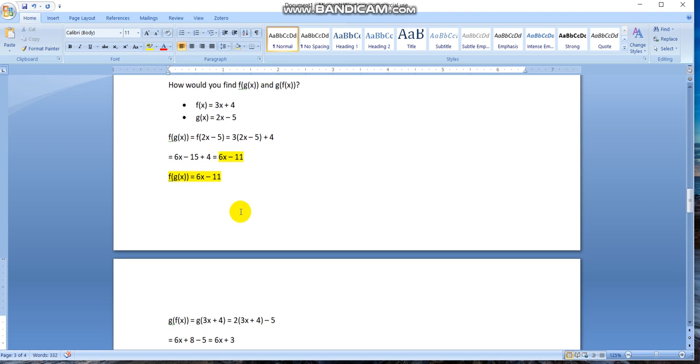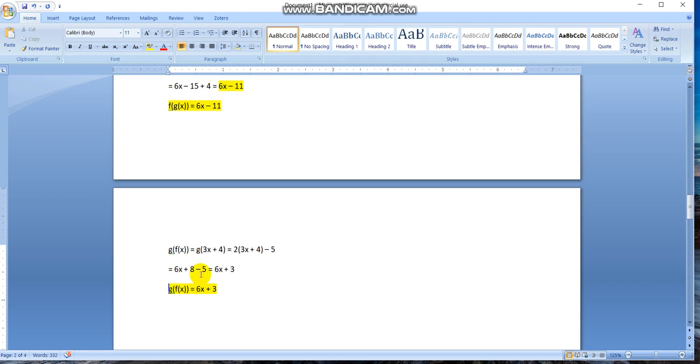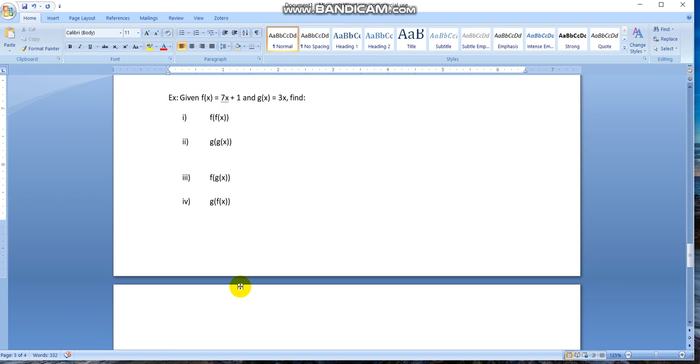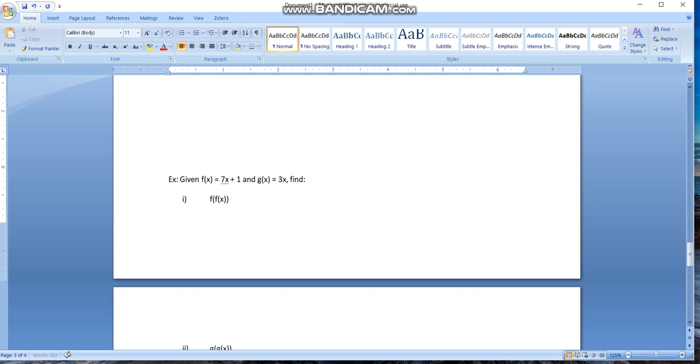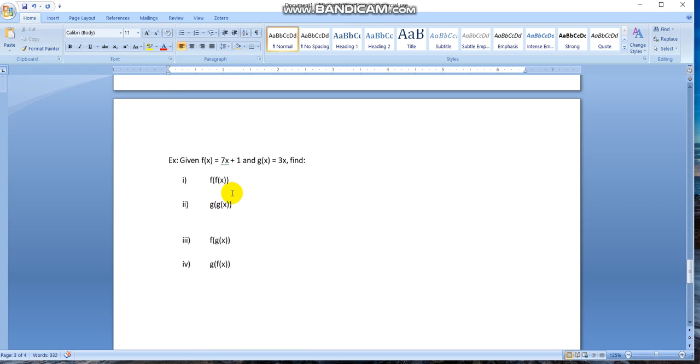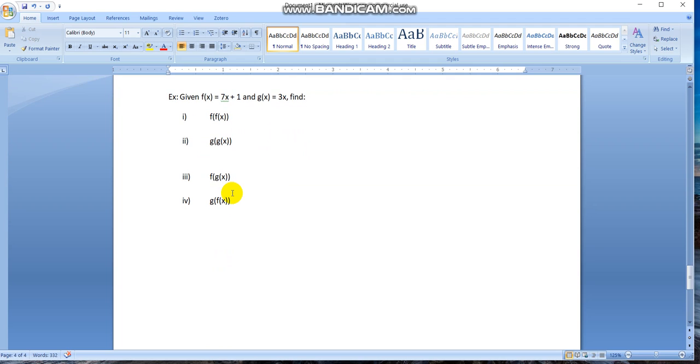So if you're finding f of g of x, it's going to be that expression. G of f of x is going to be that expression. So that's basically how you would go about doing that one. Now let's say we had something a little bit different. I want to show you this example. Given f of x is 7x plus 1 and g of x is 3x, you want to find these functions. So what you want to do is from here.